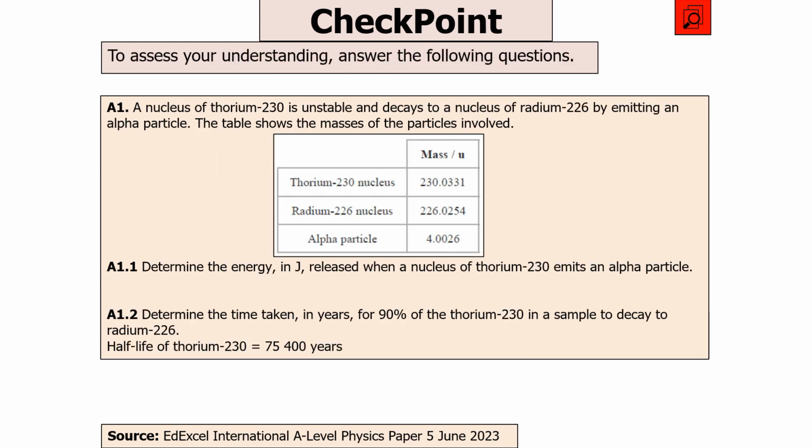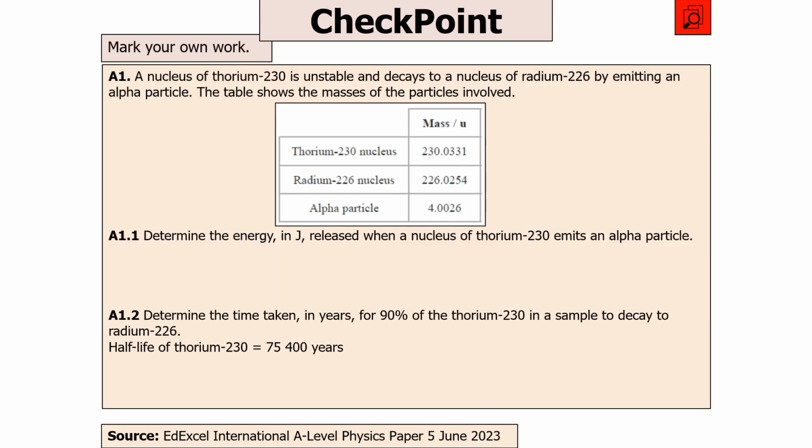The next question says, a nucleus of thorium-230 is unstable and decays to a nucleus of radium-226 by emitting an alpha particle. The table shows the masses of the particles involved. Determine the energy in joules released when a nucleus of thorium-230 emits an alpha particle. Then determine the time taken in years for 90% of the thorium in the sample to decay to radium. The half-life of thorium is 75,400 years. So pause the video now, then unpause the video when you want to go through your answer.